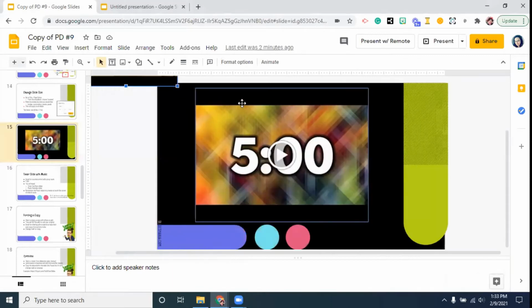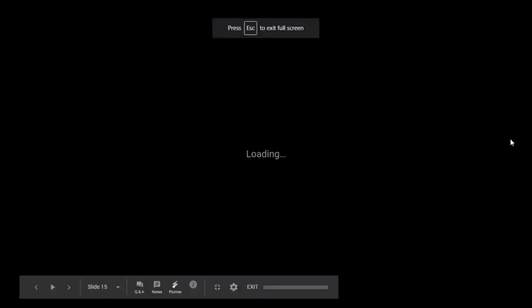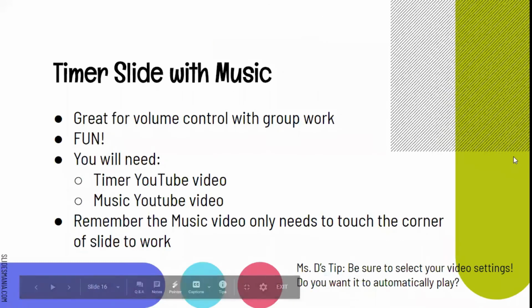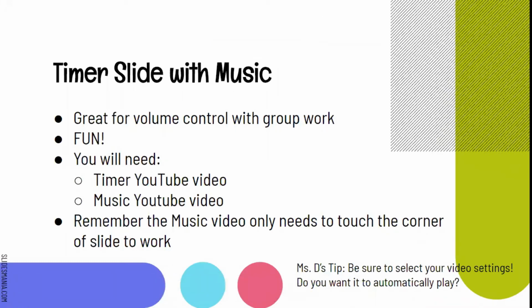Okay, let's flip back. This has instructions too. It says that it's great for volume control. Let's say that we're in a face-to-face group and, kind of what I've done in the past, being in the library, is I'm like, hey guys, I'm going to have music playing. As long as your voices are lower than the music, then you're okay. If your voices get louder and I can't hear the music, that's a sign. But music sometimes allows the groups to kind of stay focused and not hear each other too much. So that's a plus. It's fun.